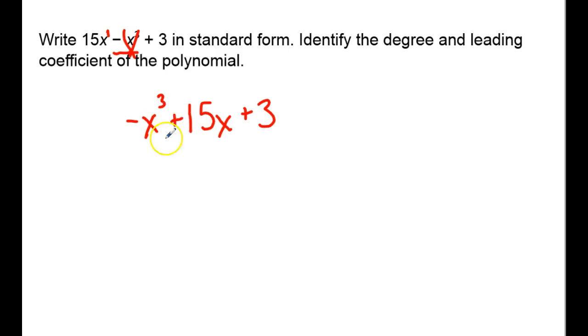Okay, so now I have to look and see what the degree is and the leading coefficient. So the degree is going to be the largest exponent. So my degree is going to be 3. Then my leading coefficient, right, is the number that's with it. So it's going to be a -1. Since there's nothing with this x, I know that it's going to be a -1. So my leading coefficient is -1. The degree is 3, and I've written this in standard form.